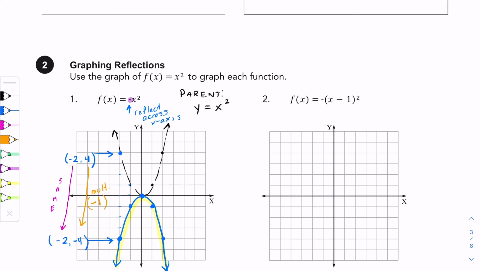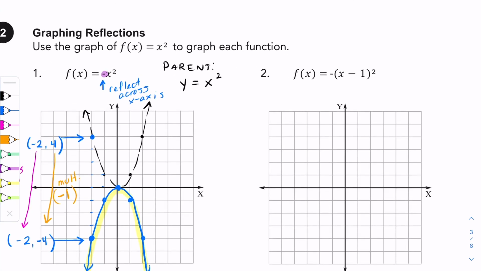So either way, you can either multiply the y-coordinate or you can physically count. I tend to count. I think it's a little bit faster. I usually do it right in my head. Count how many units I am from the x-axis, reflect it in the opposite direction.